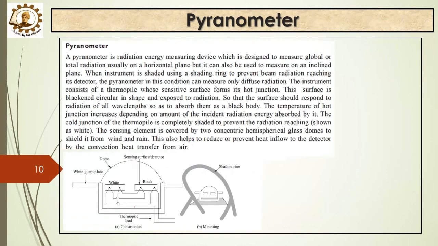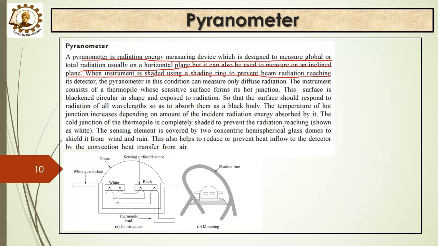And this is the concept of a pyranometer. A pyranometer is a radiation energy measuring device which is designed to measure the global radiation or the total radiation, usually on a horizontal plane, but it can also measure the same radiation on an inclined plane. And this is a shading ring. The shading ring prevents the beam radiation from reaching the detector. If the shading ring is given, the pyranometer can only measure the diffuse radiation, and it consists of a thermopile.